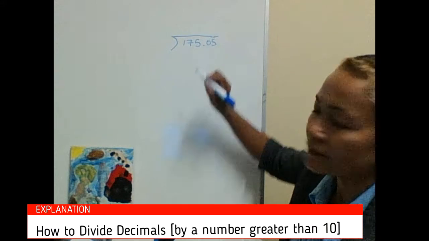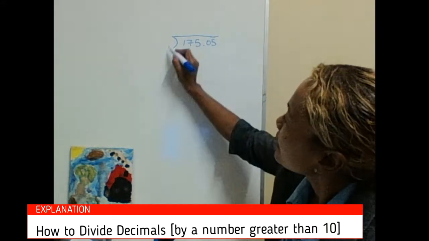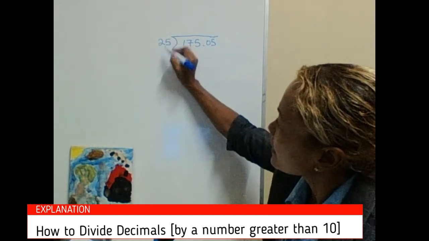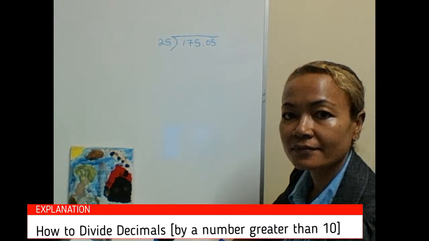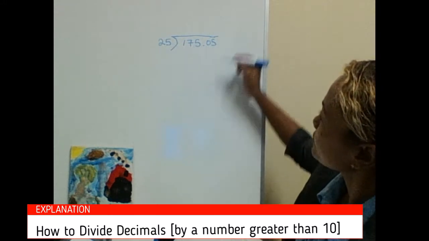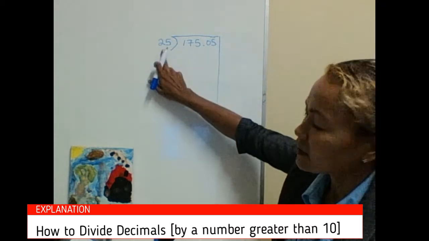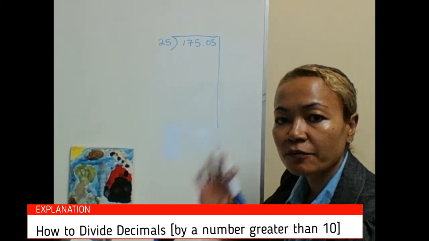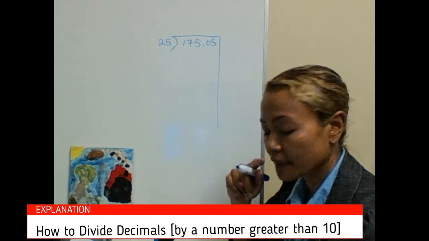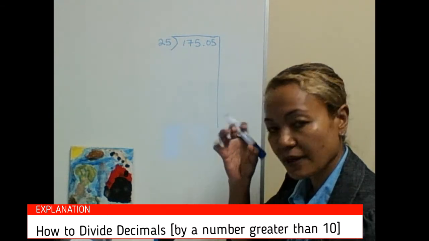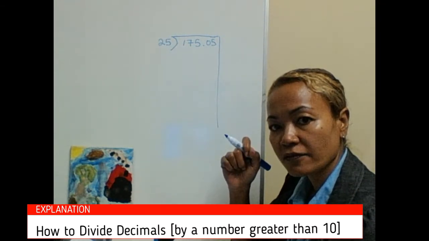$175.05, and you divide it by 25. Okay? Now, I chose the number 25 because maybe it's a little easier to think about in terms of multiples.